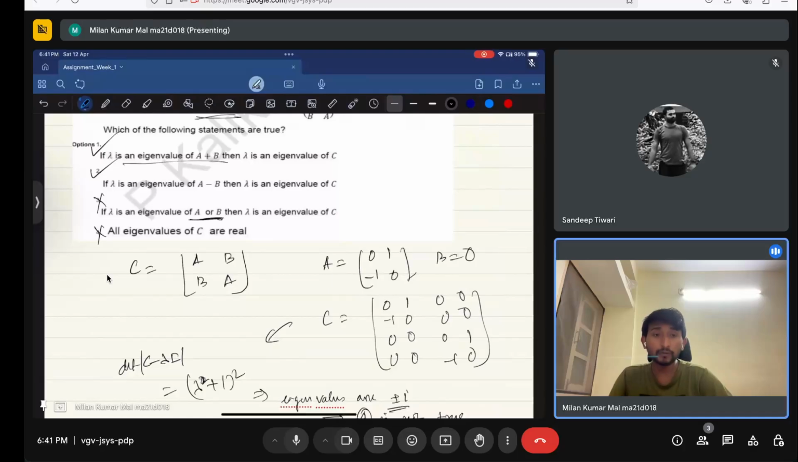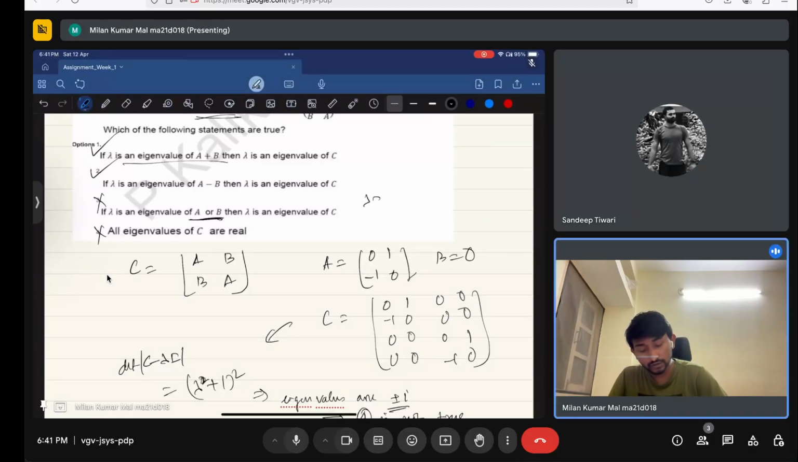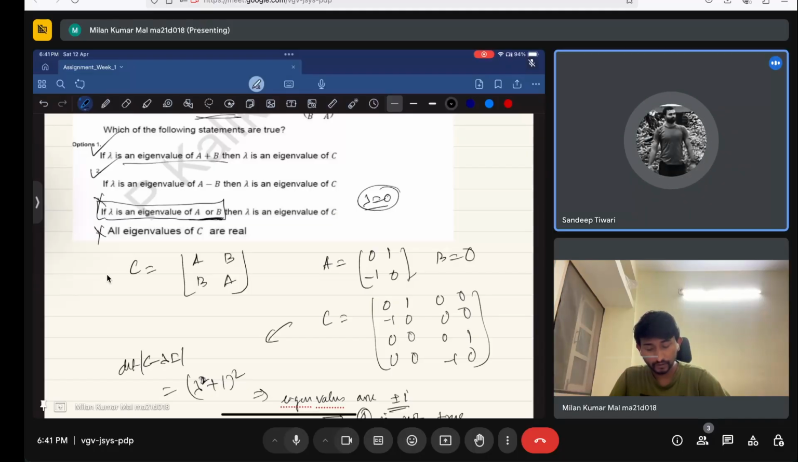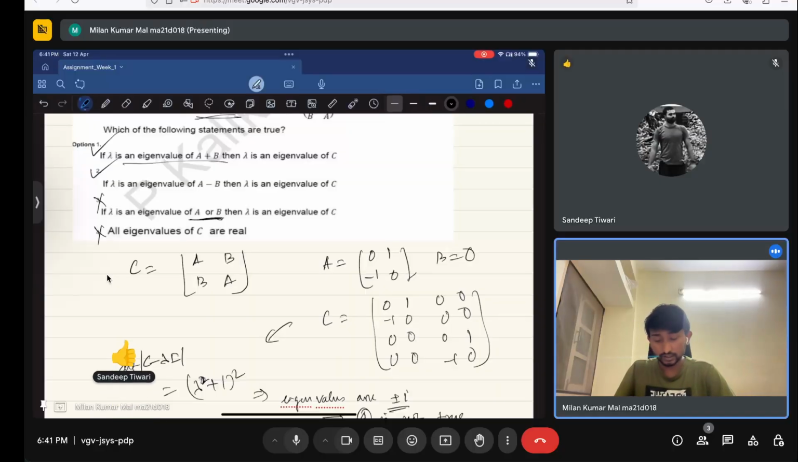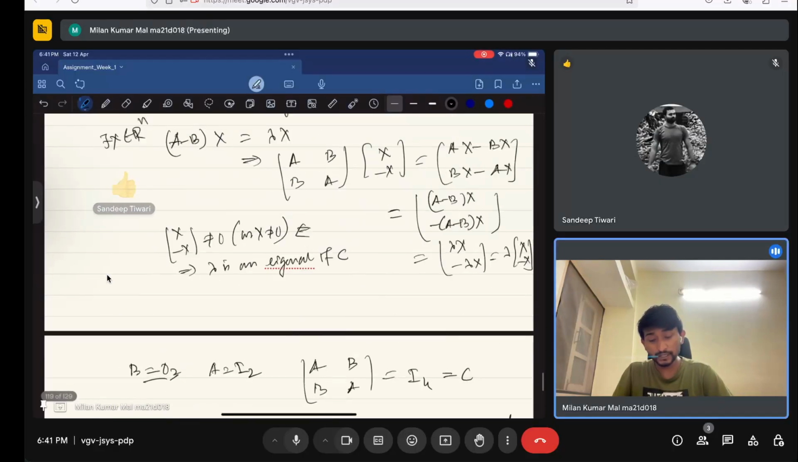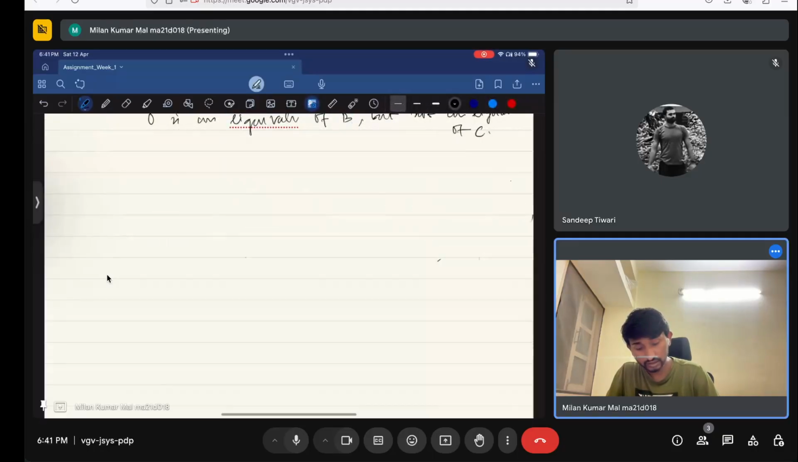So 0 is an eigenvalue of B. Let's take lambda equals to 0. Whether this is satisfying up to this statement or not. Yes, 0 is an eigenvalue of A or B, but 0 is not an eigenvalue of C, right? Yes, correct. So I think this is it. I don't know, because this type of problem, the answer key actually gives some absurd situation.